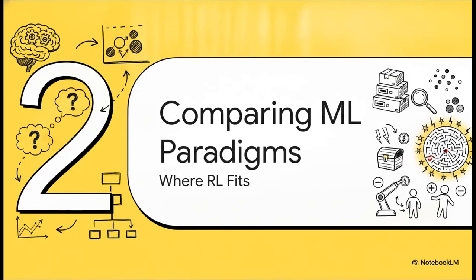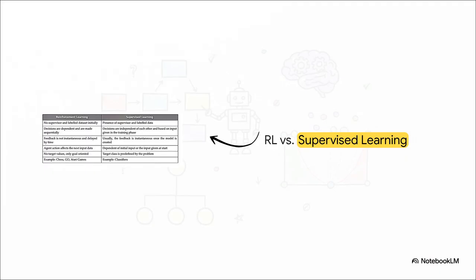Moving on to Section 2, Comparing Machine Learning Paradigms, where RL fits. Now, there is a really stark contrast between RL and supervised learning. In supervised learning, you've got a supervisor. You have labeled data right from the jump, and your feedback is usually pretty instantaneous. But in reinforcement learning, there is absolutely no supervisor and 0 labeled datasets initially, none. The decisions the agent makes are dependent on one another, and they're made sequentially. And unlike classifiers that have predefined target classes, RL doesn't have initial target values. It is purely goal-oriented, and it relies on feedback from the environment that is very often delayed by time.